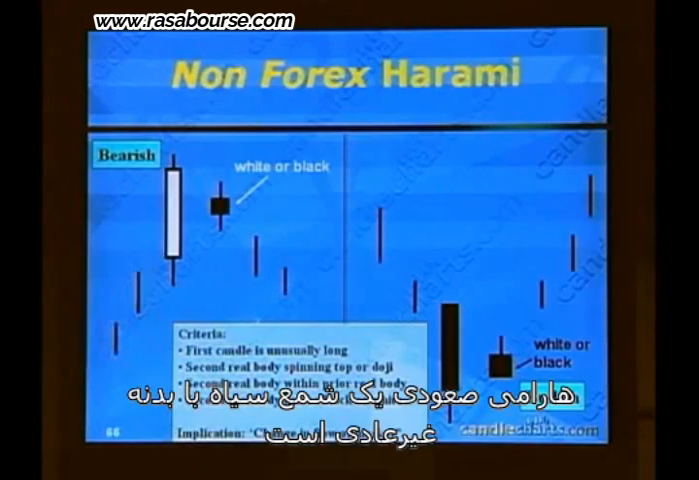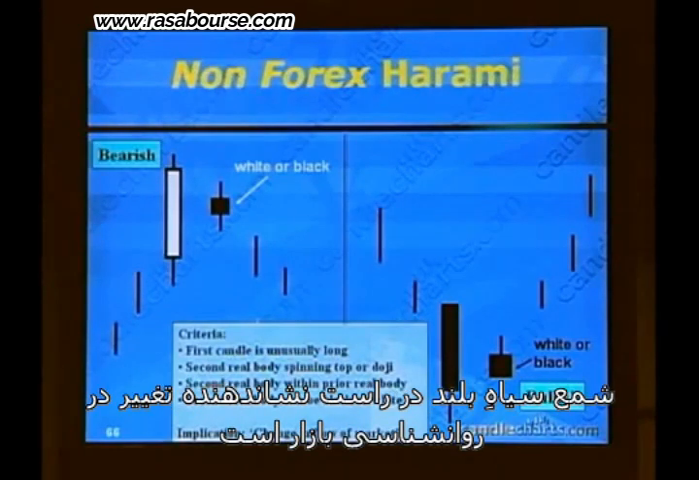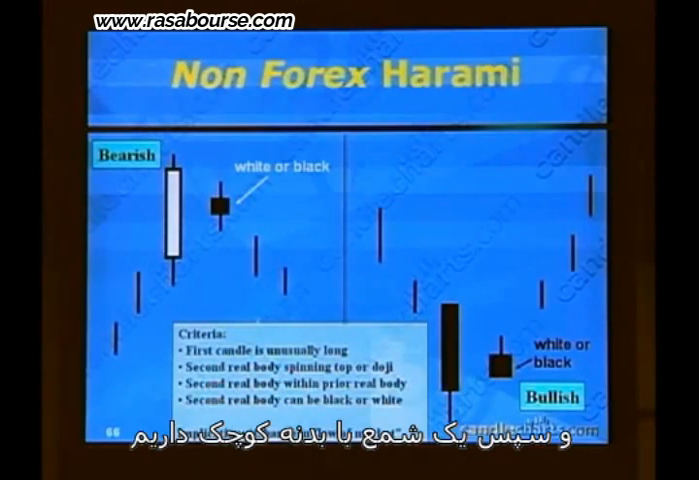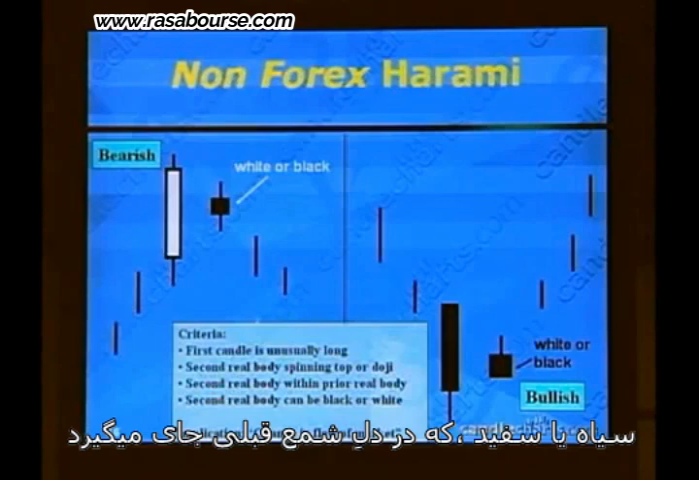And a bullish Harami is an unusually long black real body. Remember the difference in psychology. That's what we're gauging. The long black real body on your right, the bears have command of the market, and then a small real body, black or white, that's within the prior real body.